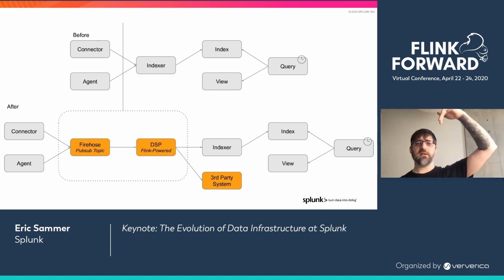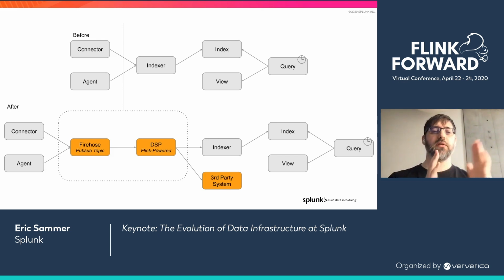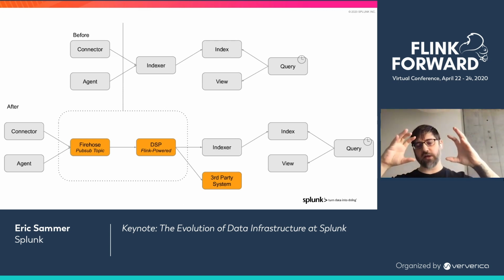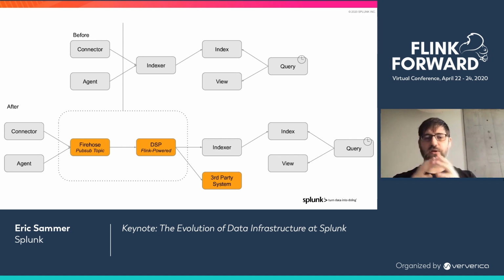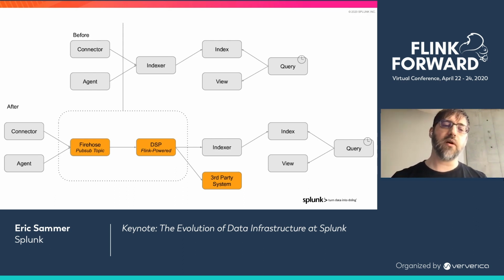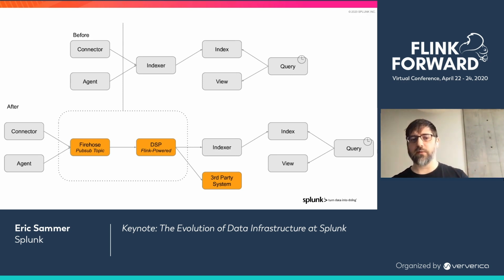So what we've really done here is spliced into the space in between connectors and agents and all the data sources and the indexer, and inserted some infrastructure here to provide this functionality. Basically we've added this concept of a Firehose, is what we call it internally. All this really is a pub/sub messaging topic that is the aggregate of all the data sources that are coming into Splunk. I'll talk a little bit more about how we structure that in a second.